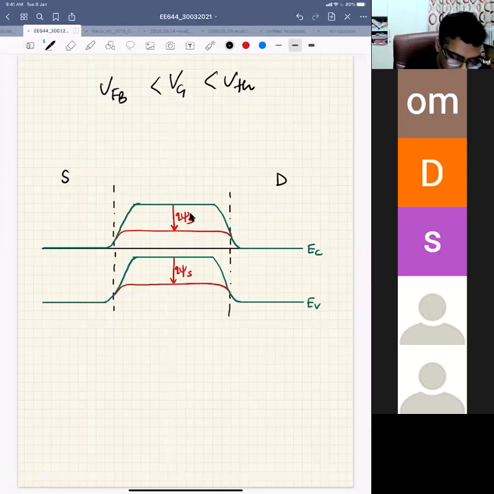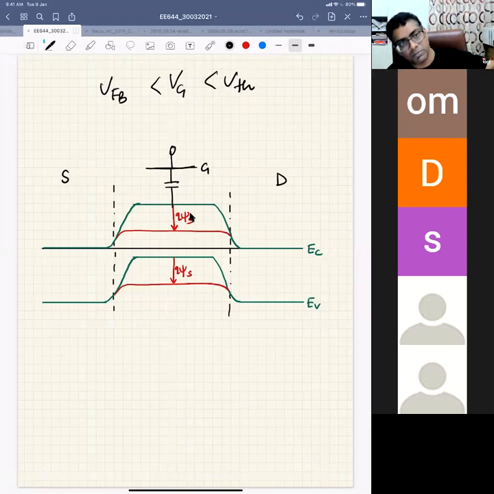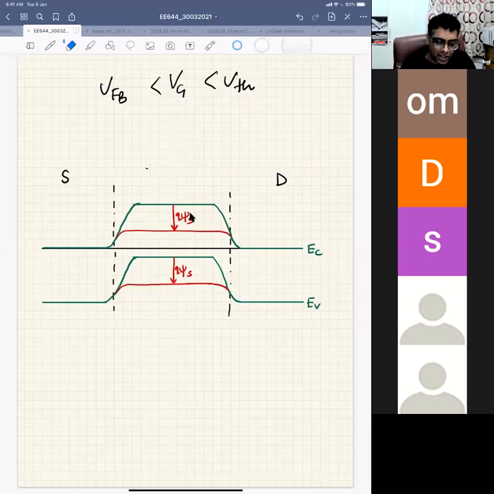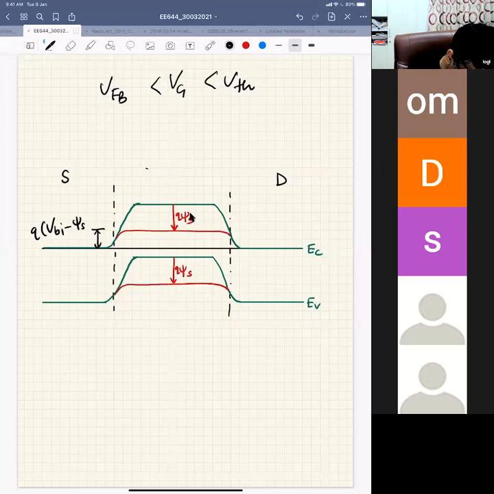You could think of your gate as being here. If you are applying a gate voltage, that means your bands are pushed down, which means you are developing a surface potential. So your bands will be pushed down and your barrier will be reduced by this factor. Your barrier will be q VBI minus psi s. This is the band diagram when your VG is somewhere between VFB and VTH.